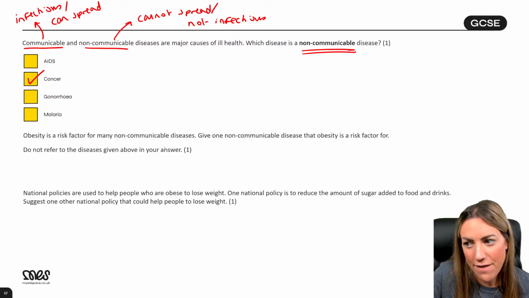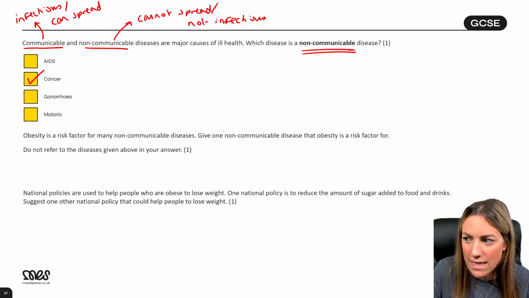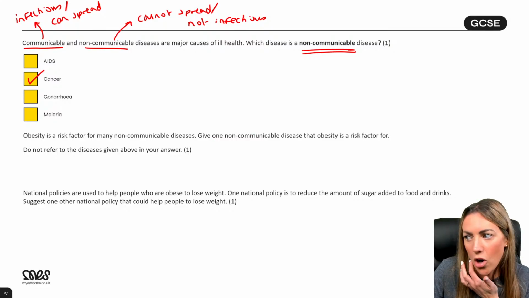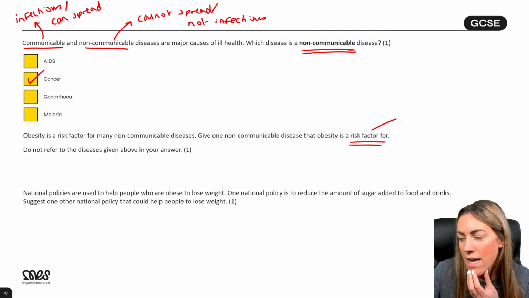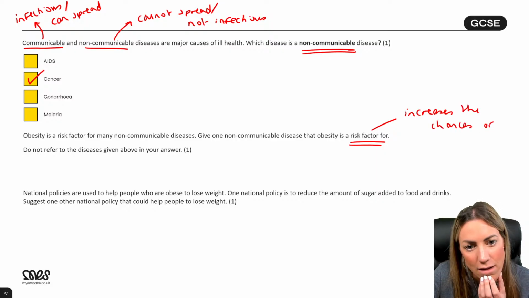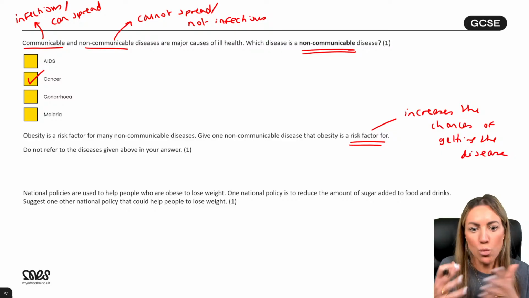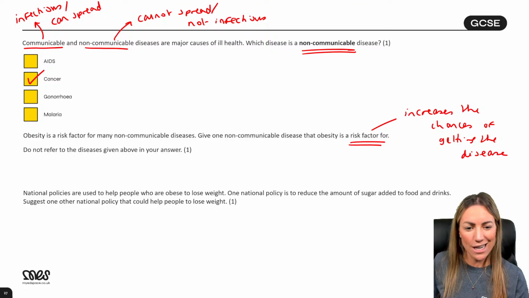Obesity is a risk factor for many non-communicable diseases. Obviously, obesity means being severely overweight. Give another non-communicable disease that obesity is a risk factor for. Now, a risk factor means it increases the chances of getting the disease. It doesn't mean you'll definitely get the disease. Like, I'm not saying if you are obese, you will definitely get the disease, but it's going to increase your chances.